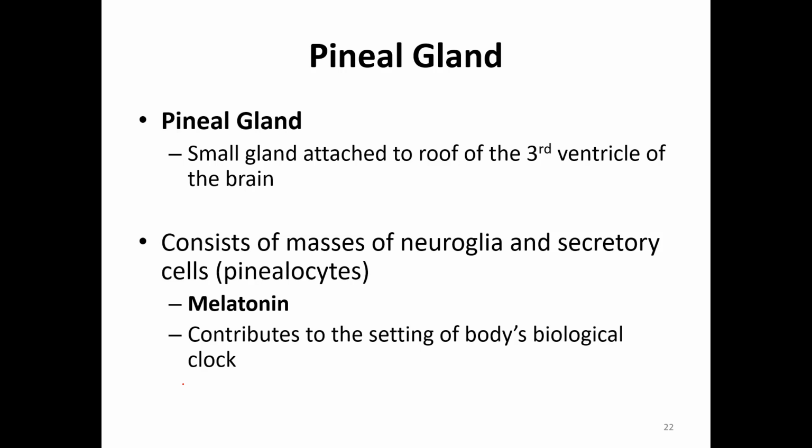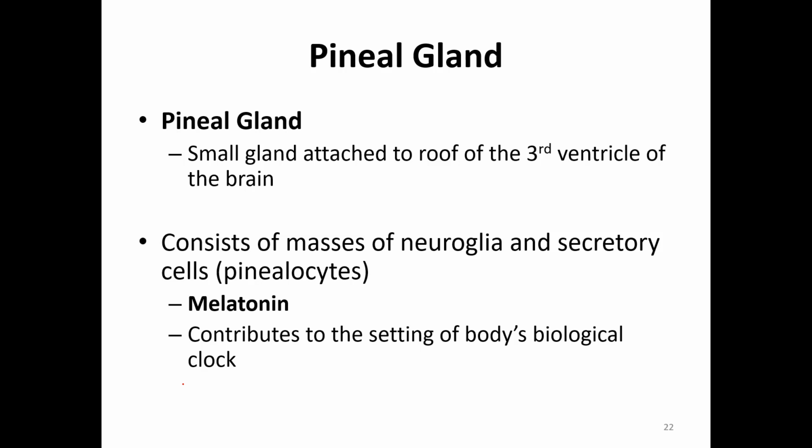The pineal gland is a small gland that's attached to the roof of the third ventricle of the brain. It kind of resembles a pine cone. The cells located within the pineal gland that release hormone are known as pinealocytes. The pineal gland secretes melatonin, which is a hormone derived from serotonin. And melatonin contributes to the setting of the body's biological clock, right?